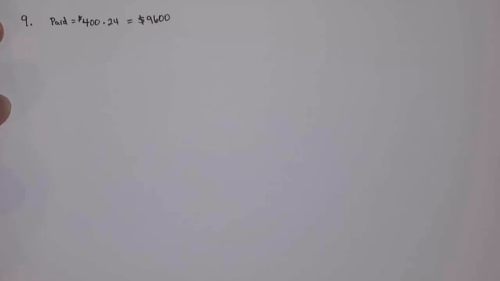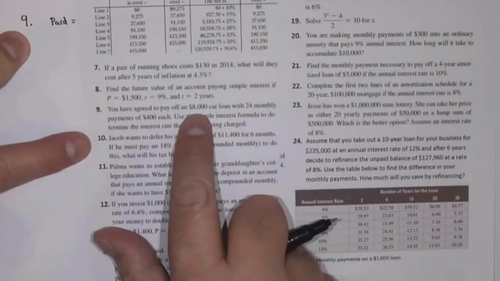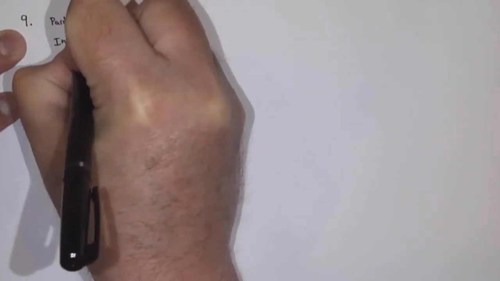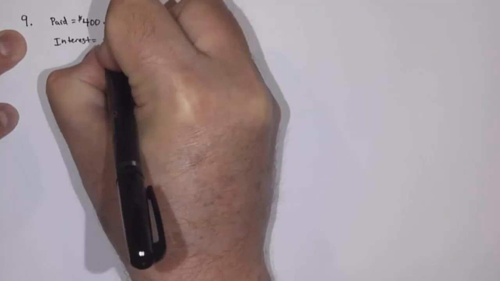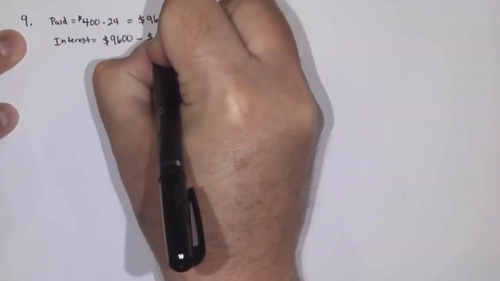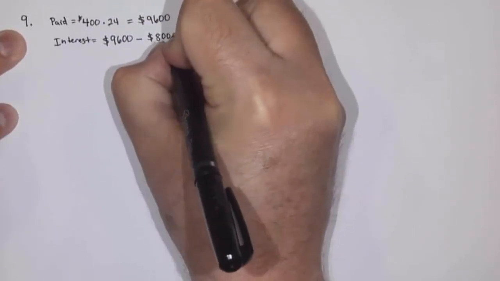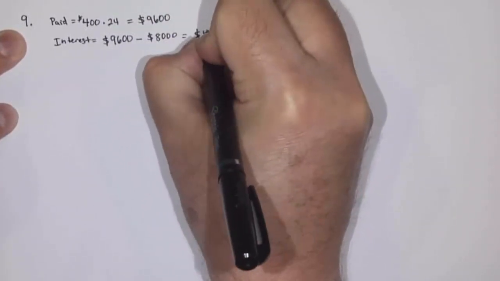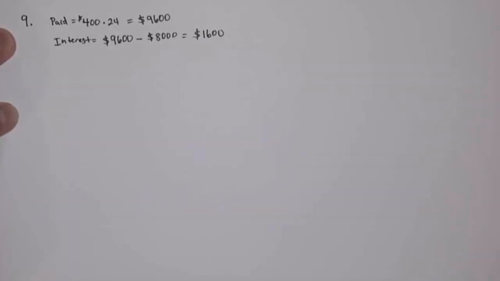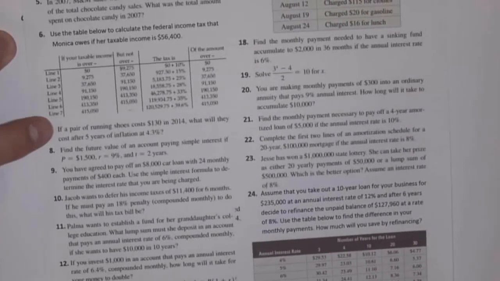After we've made all 24 payments, that's how much we paid. Now the cost of the car was $8,000. So that means our interest was the difference, $9,600 minus the $8,000 cost of the car. So that was $1,600 in interest.